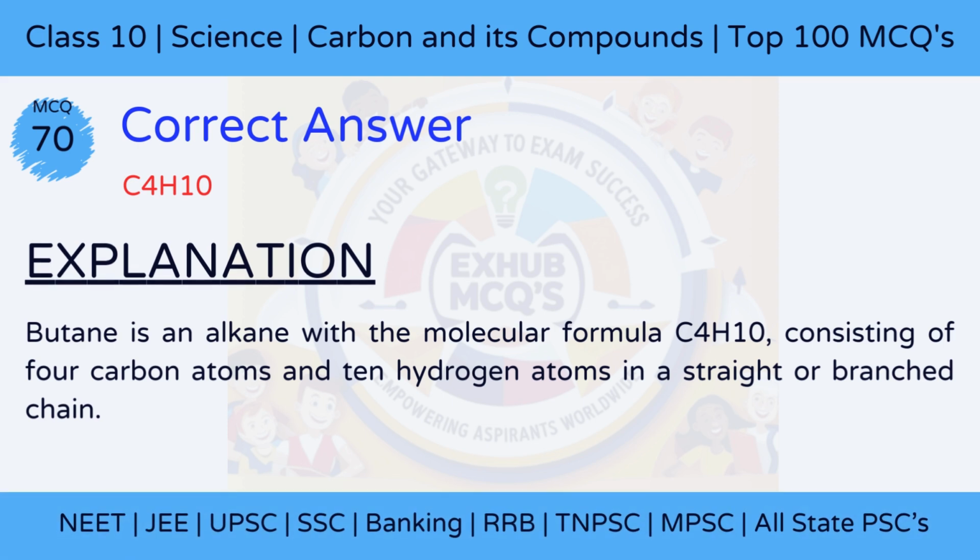The correct answer is option C, C4H10. Explanation. Butane is an alkane with the molecular formula C4H10. It consists of 4 carbon atoms and 10 hydrogen atoms in a straight or branched chain.